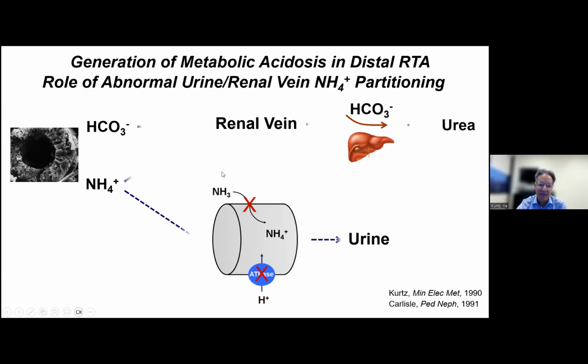And now you just have much more NH3 or NH4 plus going to the renal vein. It can't come out in the urine. And if you measured the ammonia partitioning in someone with distal RTA, which has never been done, but if you did, you would find out that there's a much greater fraction of the ammonia that the whole kidney is producing going into the renal vein rather than the urine.